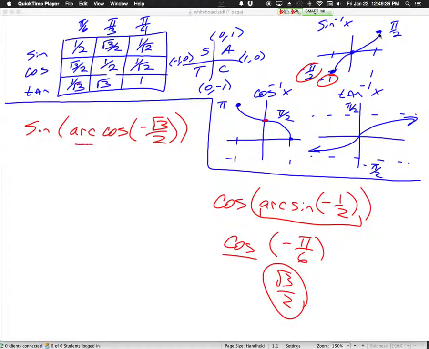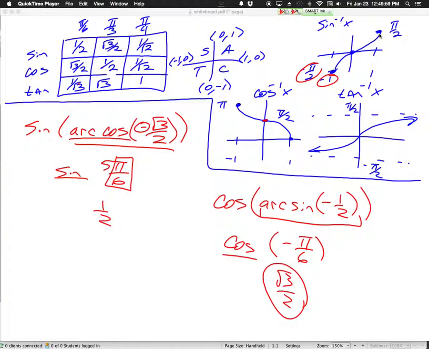Alright, inside part first. I've got cosine of radical 3 over 2 gives me pi over 6. What do I do with negatives and arc cosine? One less than one less. So now I'm doing sine of pi over 6. So sine of pi over 6 gives me the 1/2.